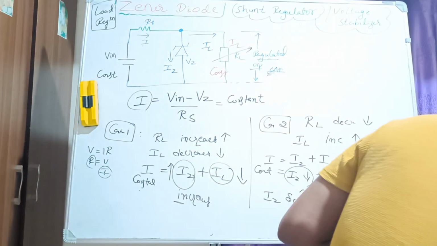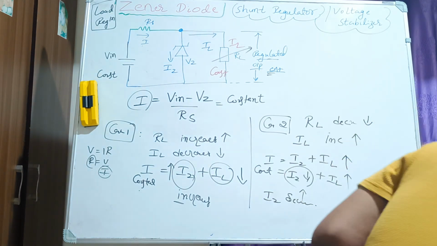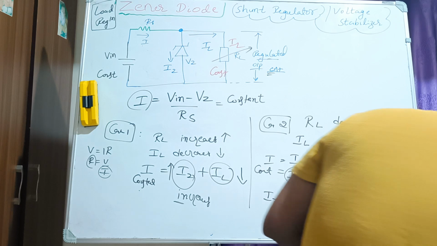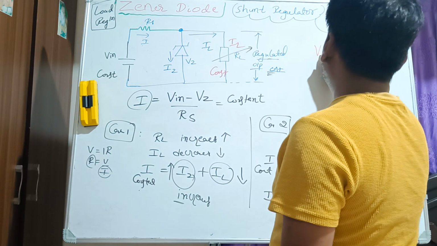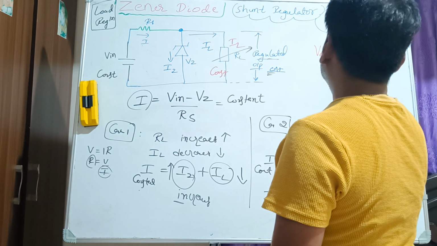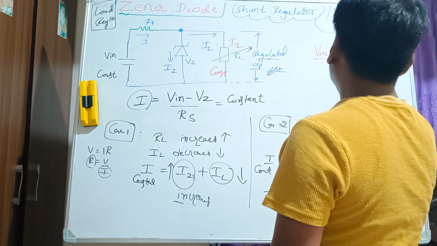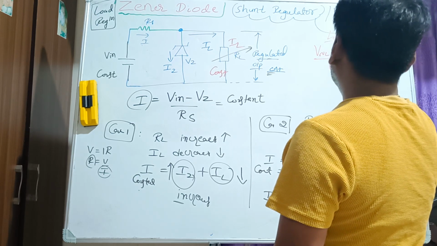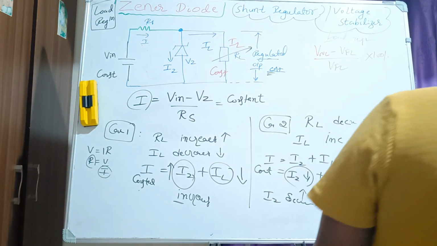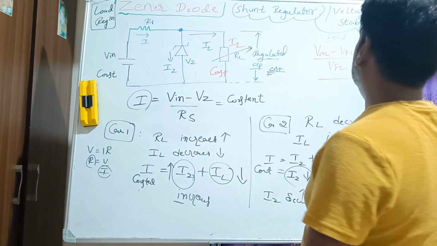Now here also, the percentage of load regulation. The load regulation is V no load minus V full load divided by V full load into 100%. What is this? Load regulation, right? So this is the formula.